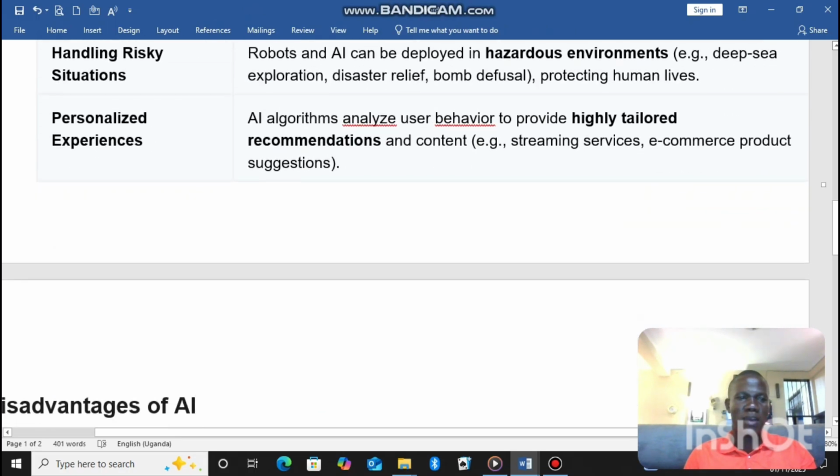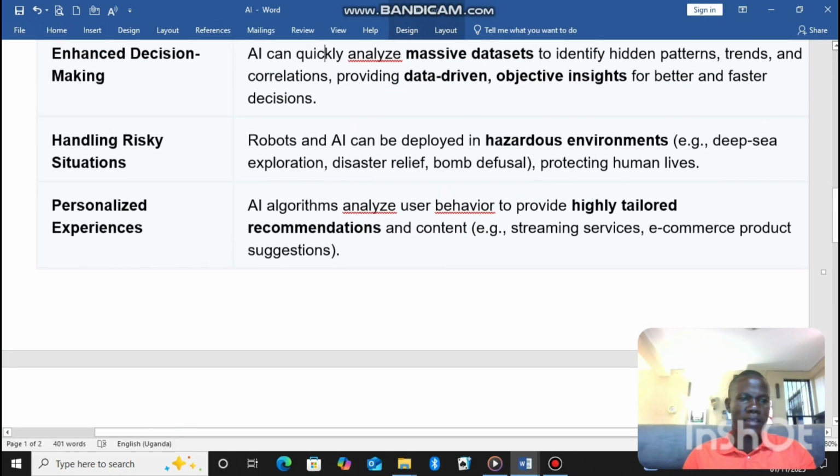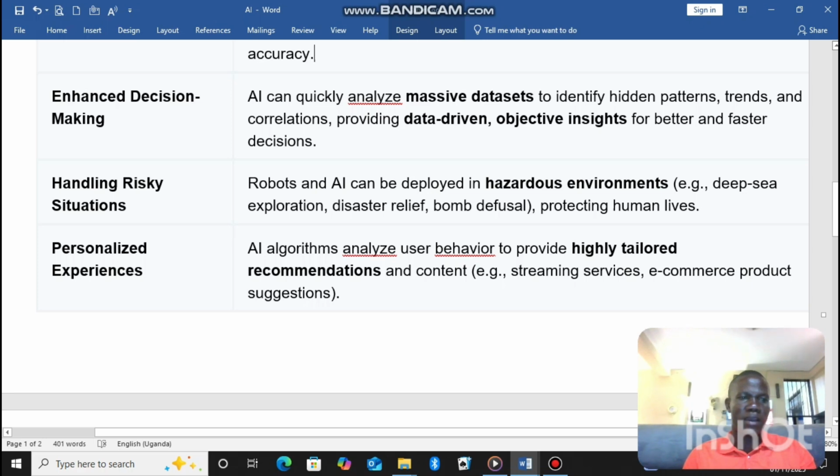Then still we also have this part. Let me again scroll it down. There's this part where I said it can enhance decision making. AI can quickly analyze massive data sets to identify hidden patterns, trends, and correlations, providing data-driven, objective insights for better and faster decisions. I think this one is just straightforward. It is self-explanatory. We can now see how important it is to use AI.